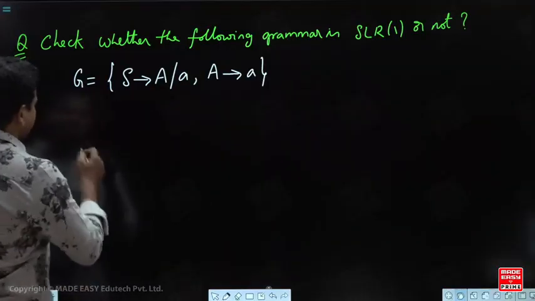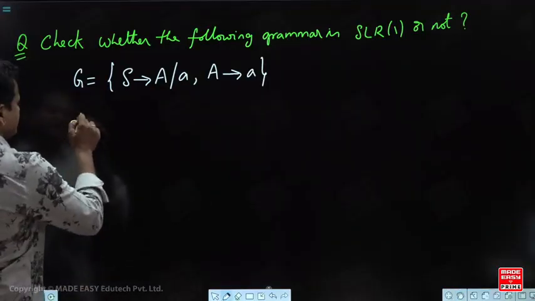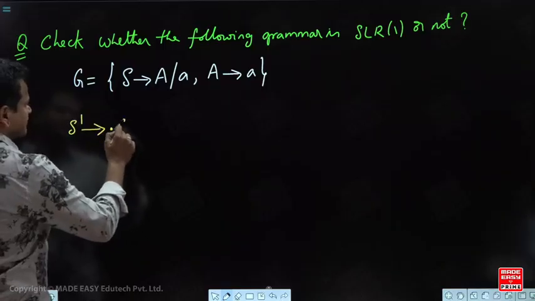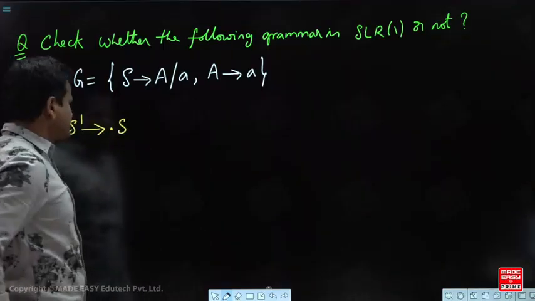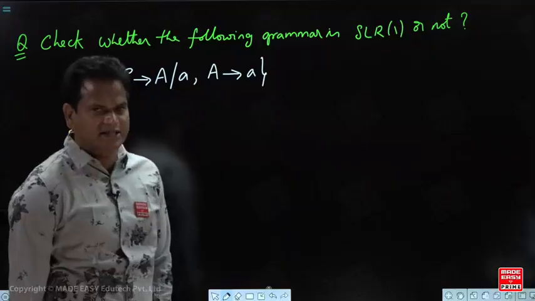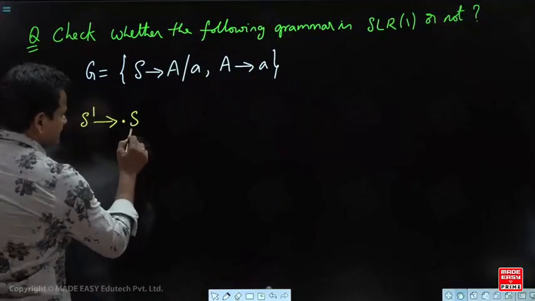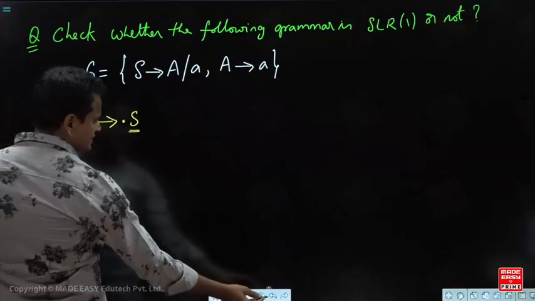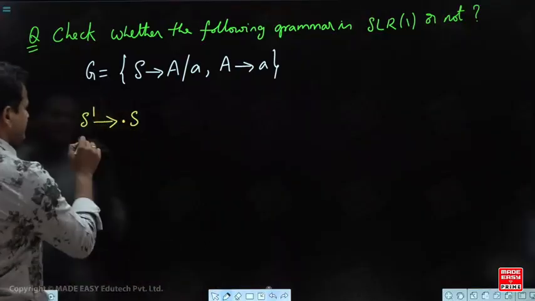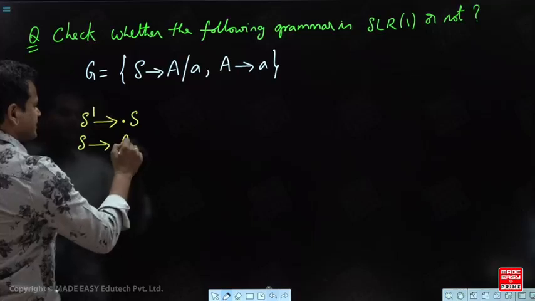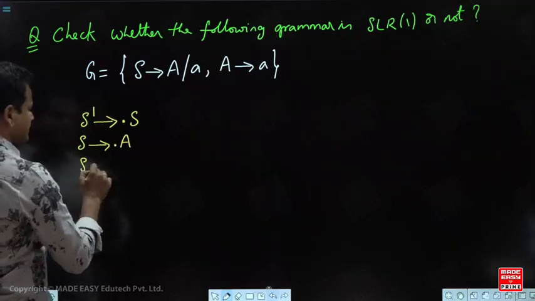So you know very well that initially we must add S' → .S. Everyone look at this one. Initially you know that we must write S' → .S. Now after the dot, S is there and it is a non-terminal. Therefore, we must add every production of S. S has two productions: one is A and the other one is small a.